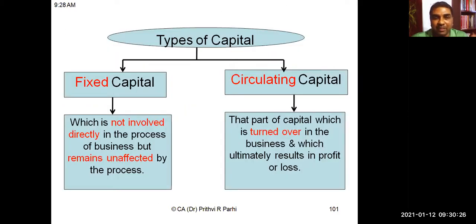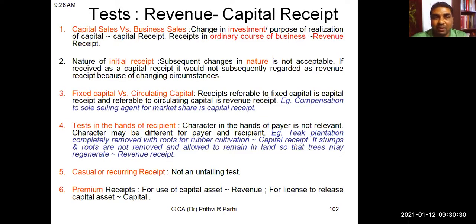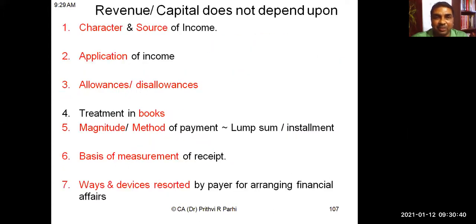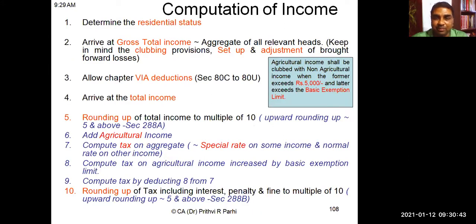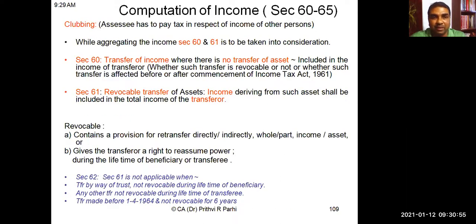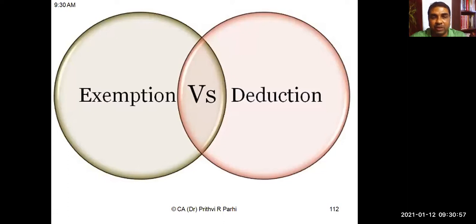And coming to capital, there is something called fixed capital and circulating capital. I'll be explaining the conditions, and how to test whether a receipt is a revenue receipt or a capital receipt. We'll be applying certain tests. With that, we'll clearly understand what is revenue receipt and what is capital receipt. After that, we'll be able to understand how to compute income. As you can see on the slide, these are the various steps of computation of income, and we'll also learn how to merge agricultural income. Then a few more concepts we'll be learning, like exemptions, deductions, etc.